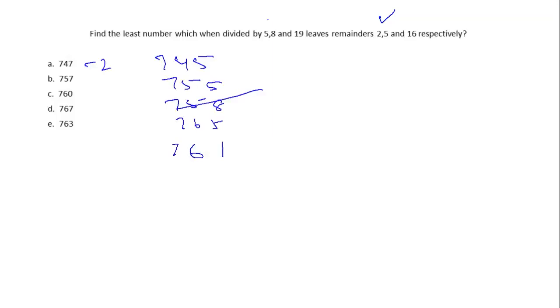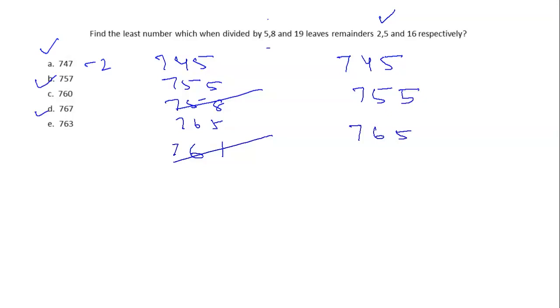So minus 2, it should be divisible by 5. So this option and this option are gone. Which means we have three options: 745, 755 and 765, which in the original options are 747, 757, and 767. The next thing we'll have to do is check divisibility by 8. The last 3 digits should be divisible by 8.